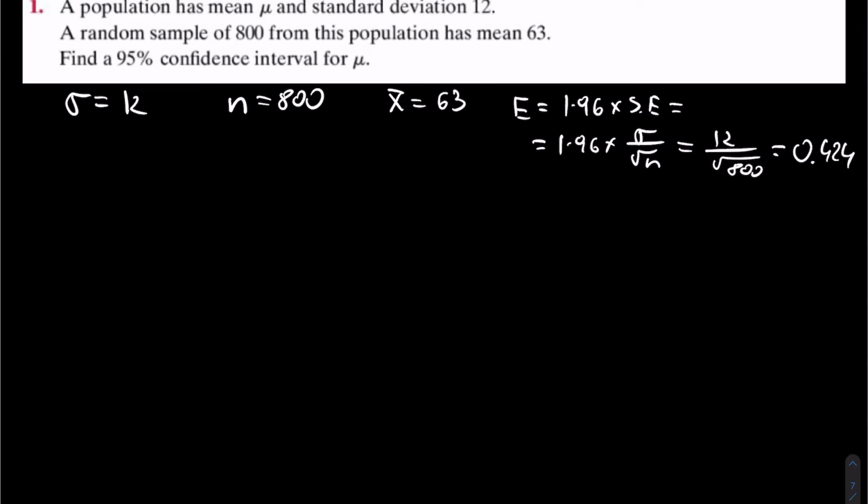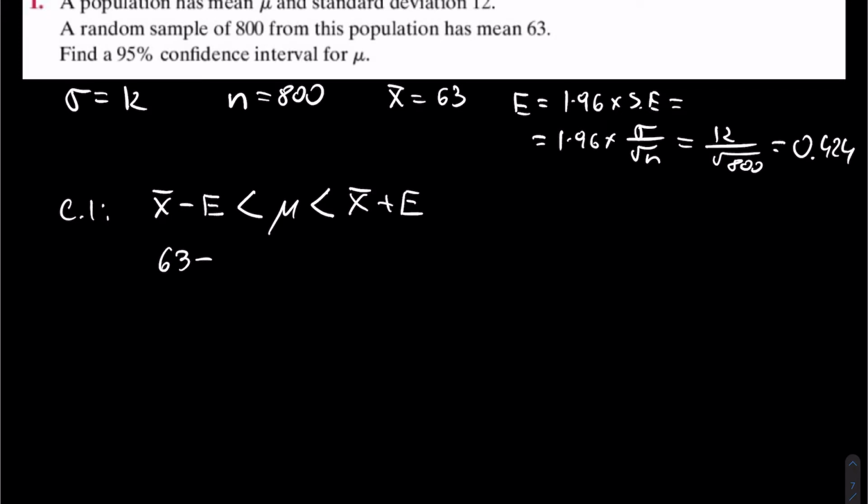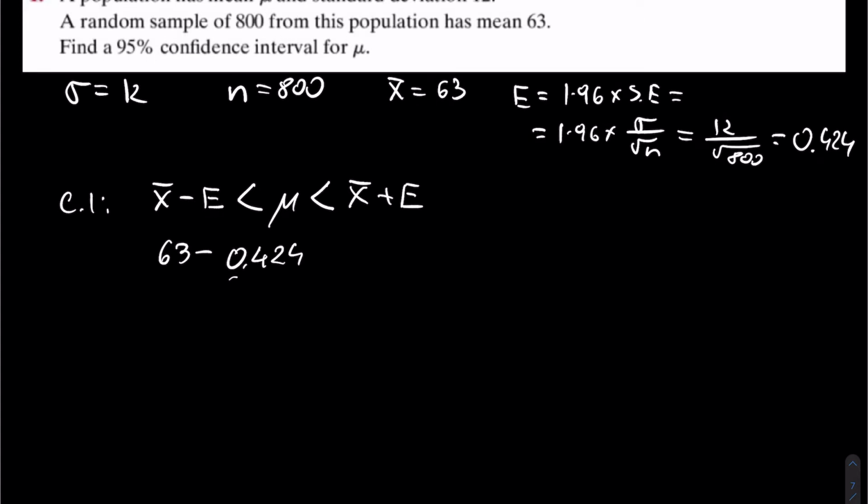And then to construct the 95% confidence interval, all I need to do is take the mean of the sample and take away the margin of error, and that's going to be less than the actual value of the population mean, which is less than the mean of the sample plus the margin of error. Substituting the values in, that's 63 minus 0.424 less than the population mean less than 63 plus 0.424.